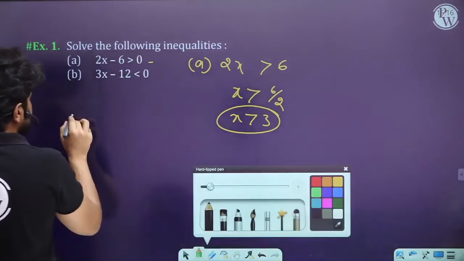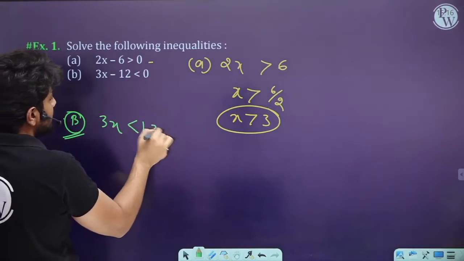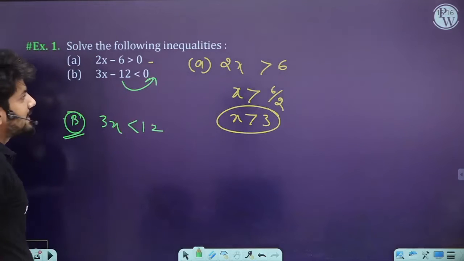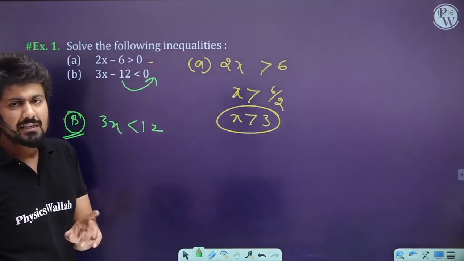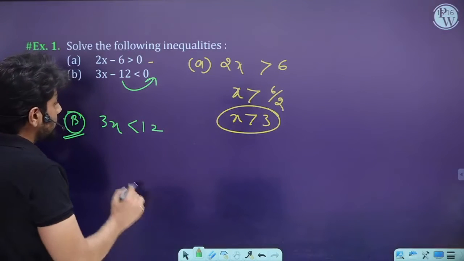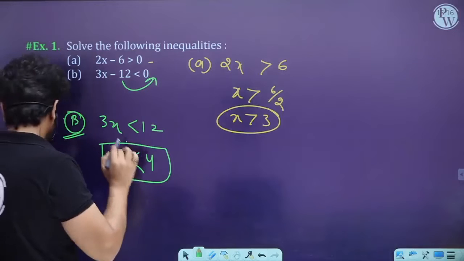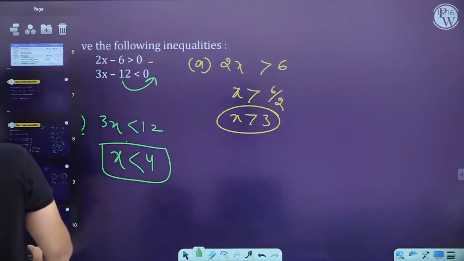In a similar way, the second part is also very easy. 3x is less than 12. See, you are sending the 12 to the right hand side. The inequality is not changing now. The inequality is less than only. We are using the less than inequality over here. So x is less than 12 by 3, which is 4. Very easy peasy. Okay, let's move ahead.